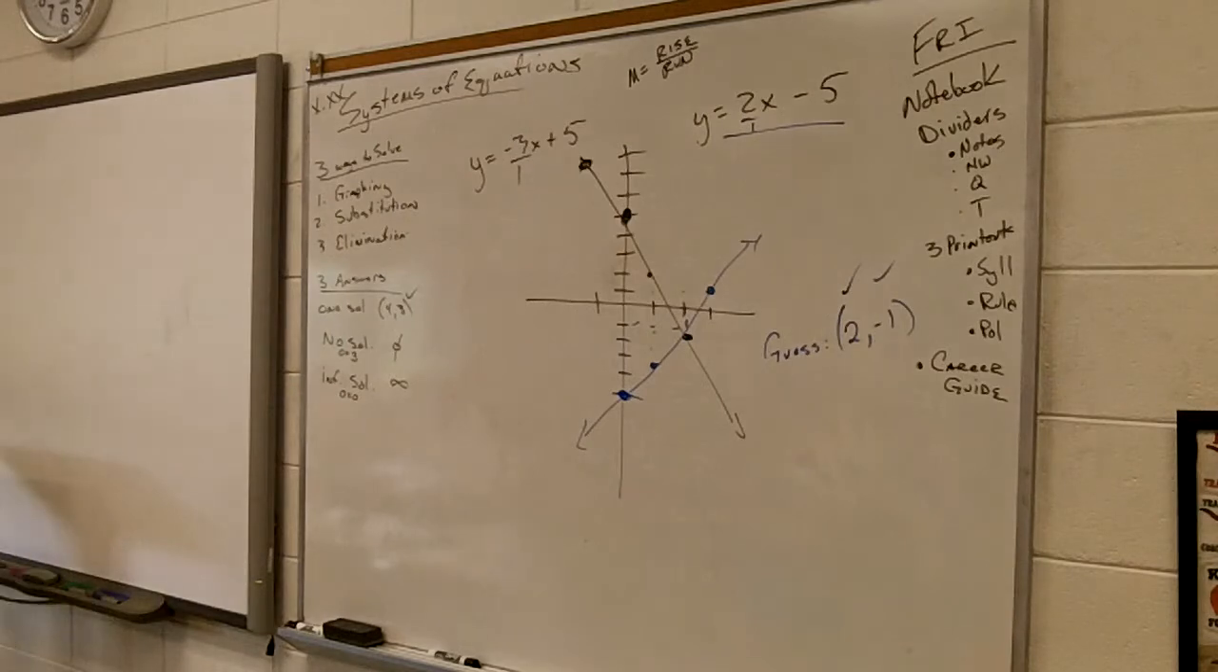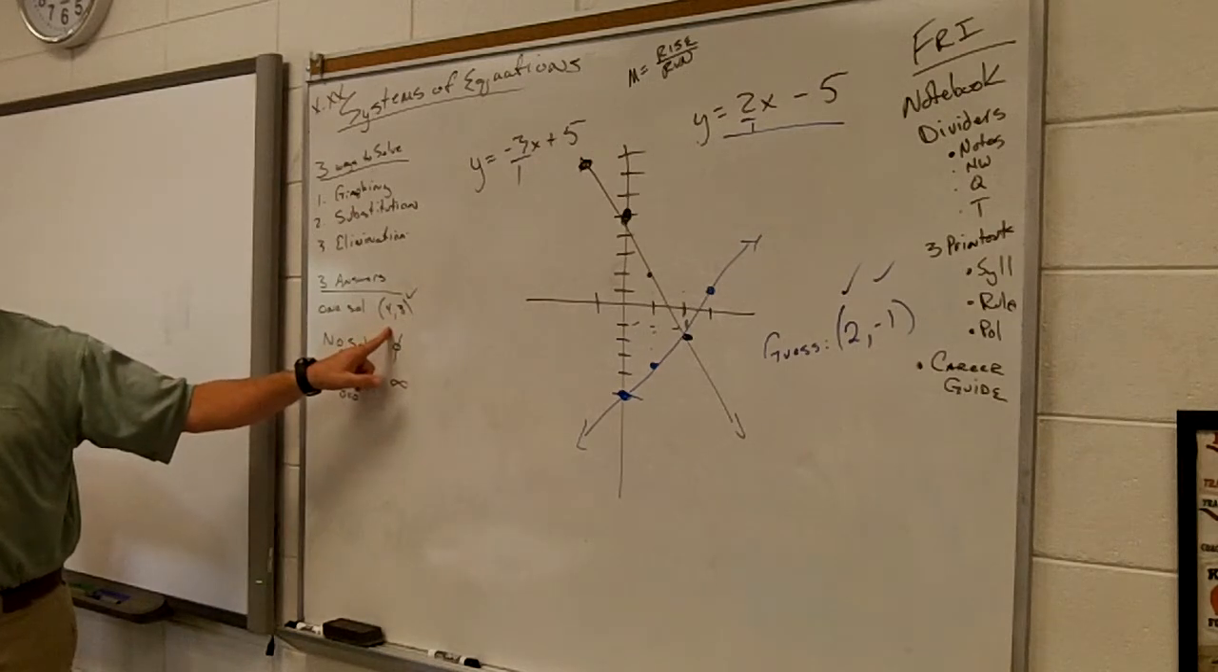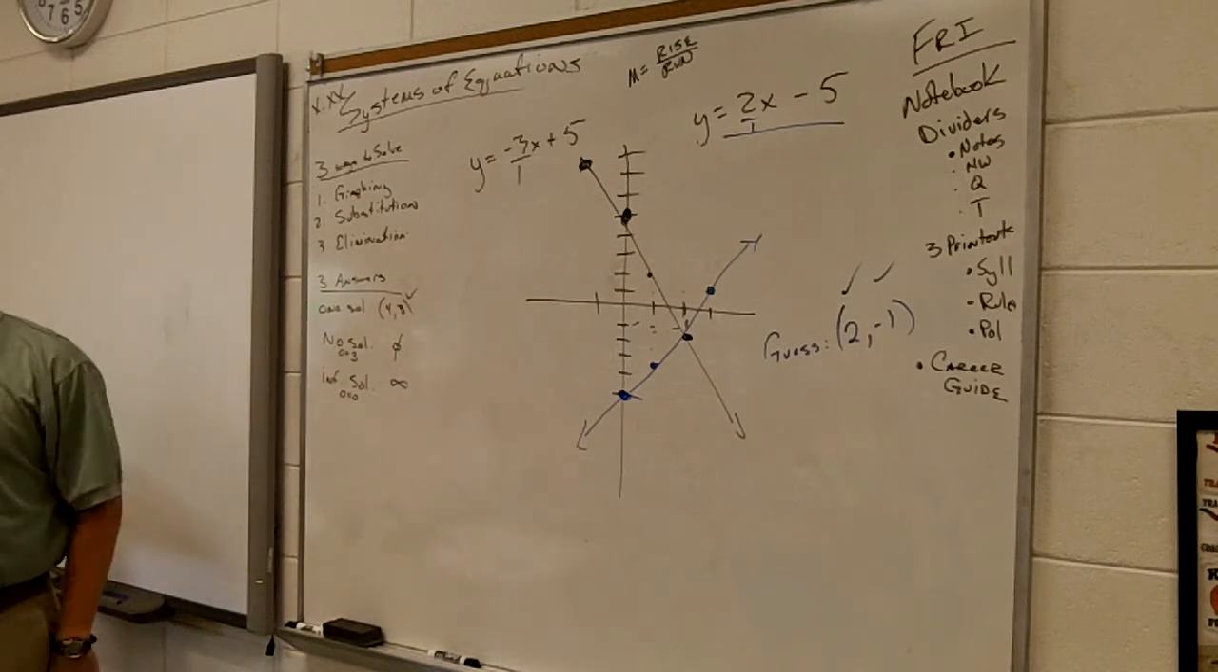So I graphed my system of equations, and how many answers did I get? How many places do they cross? One place. They only cross in one place. Okay, and so I have one solution. What is that solution? 2, negative 1.